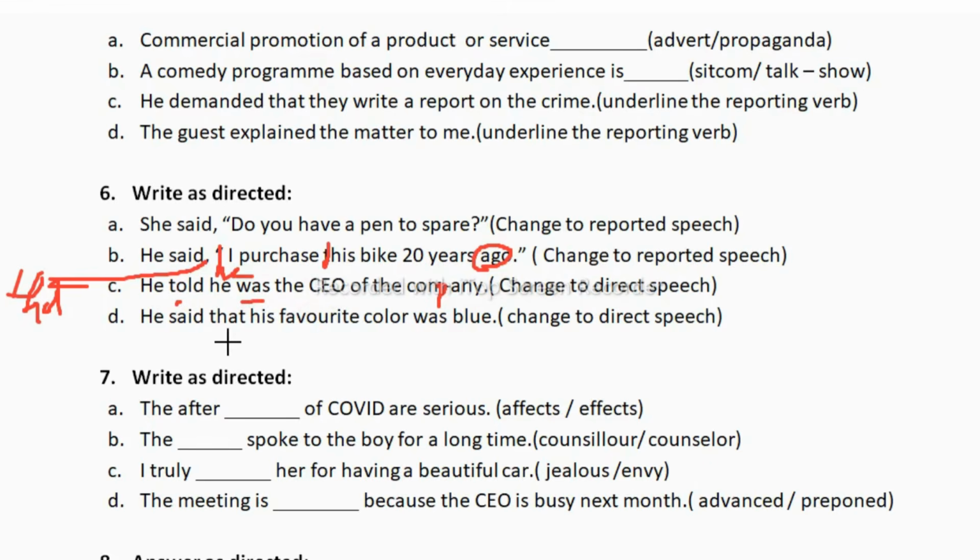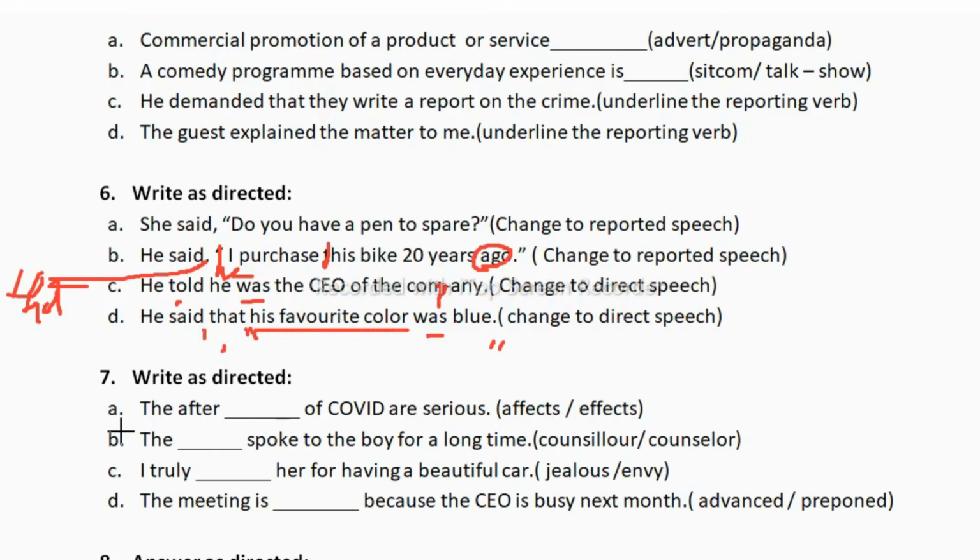Now again, he said that his favorite color was blue. It is in past tense. You should change to present tense. So he said his favorite color will change to my favorite color, because you are changing to direct. My favorite color was will change to is blue. My favorite color is blue. And you should add inverted commas as well. My favorite color is blue. Then close the inverted commas. He said, after he said comma, then in inverted commas you should write this whole sentence.